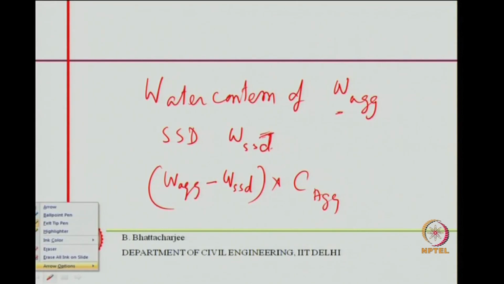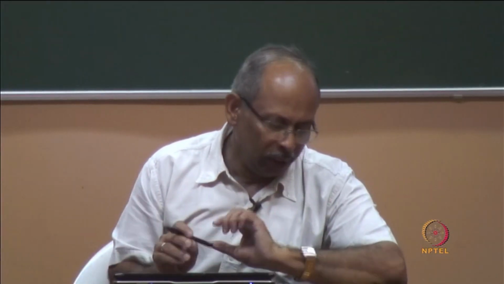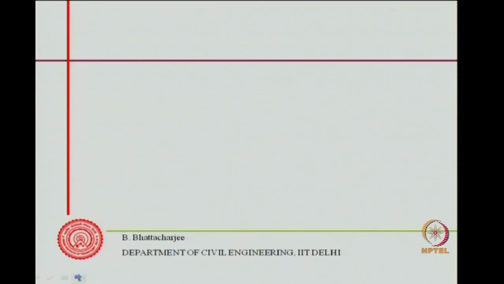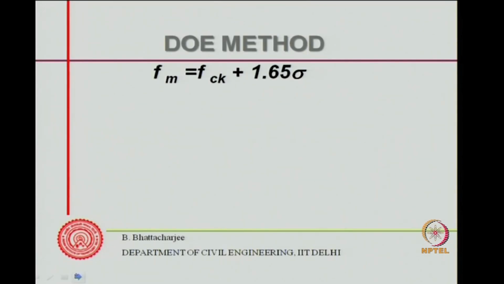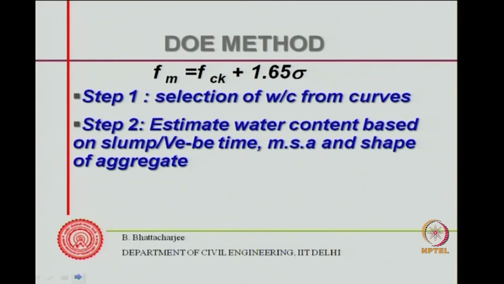So, that is all about the mix design method as far as IS 10262 is concerned. With this we can now look into the DOE method. The DOE method starting point is the same, step 1 is the same. Of course, the next step, I am calling it step 1 then, is selection of water cement ratio from curves. Step 2 is to estimate water content based on slump, VB time, etc., MSA and shape of aggregate from a table.